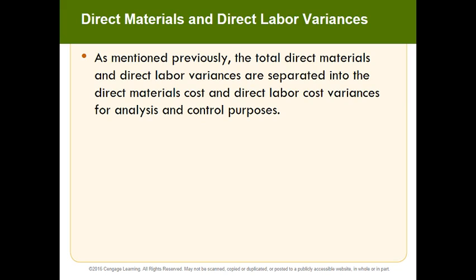Now, we talked that total direct materials and direct labor are separated between costs and cost variances for analysis and control purposes. We have to analyze all of our data in order to be able to control it. Otherwise, we are trying to control something completely blindly, and we won't necessarily be effective, and we certainly won't be efficient in doing such.